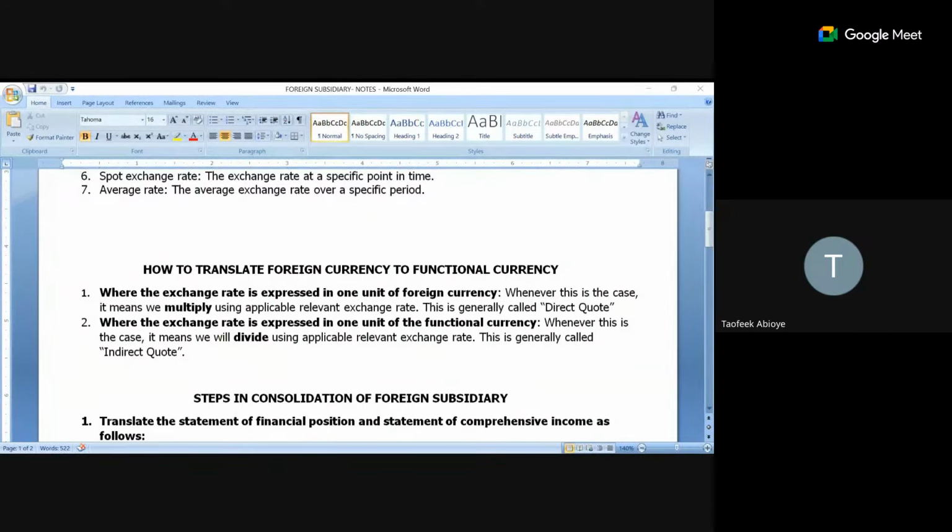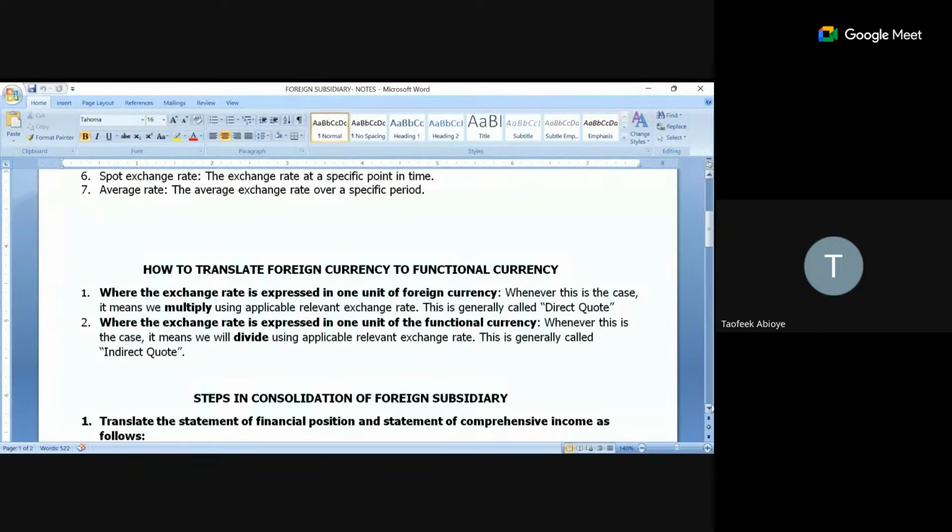So let's continue, please. Where the foreign currency is expressed as one unit to the functional currency, we are going to divide. This is actually simple. Please don't let it get twisted. It is very, very straightforward. Don't worry. Now, these steps in consolidation are very, very important.